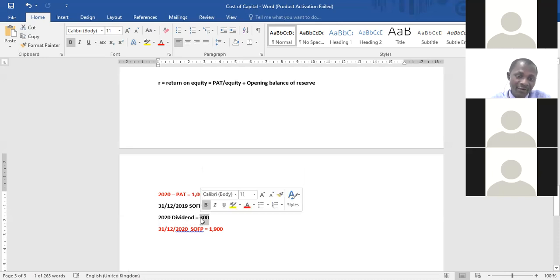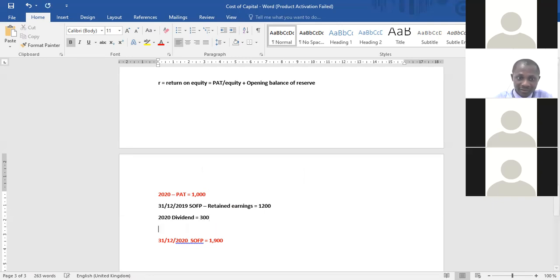If the company paid dividend of 300, it means the company is retaining what? In 2020, the company is retaining earnings. Retained earnings will be 700. The company is retaining 700 out of this 1,000.